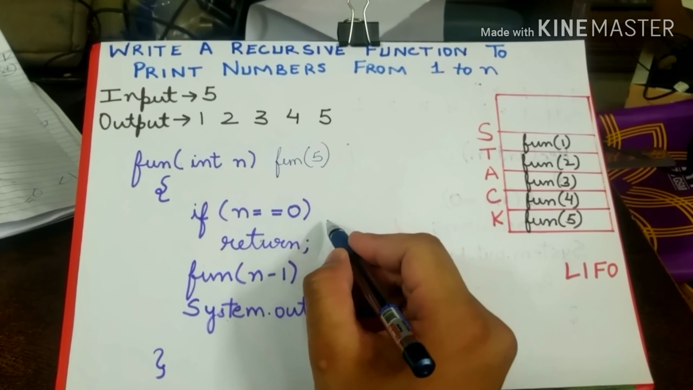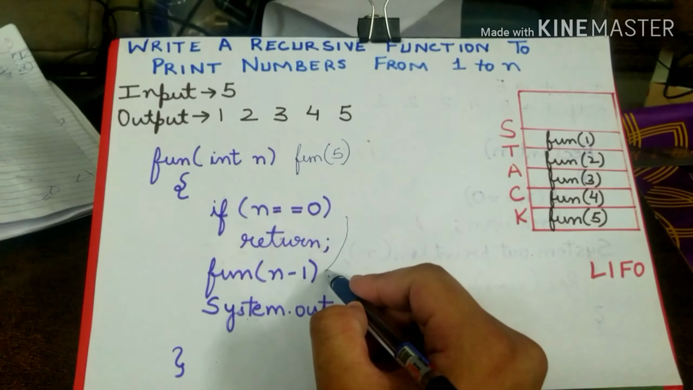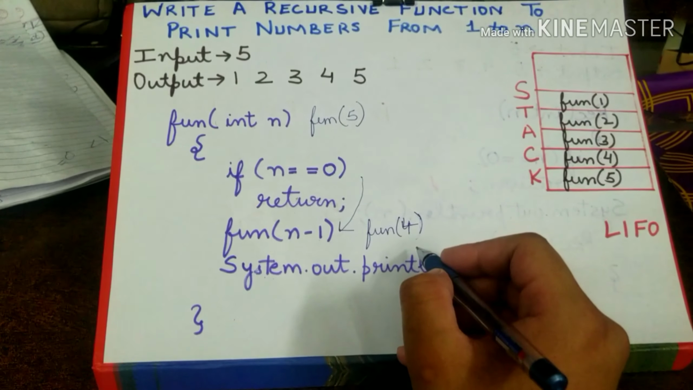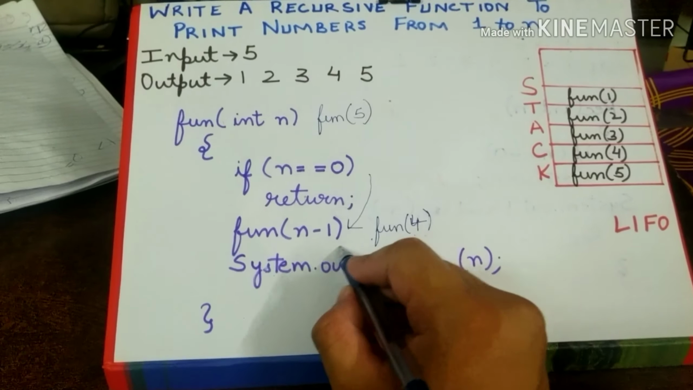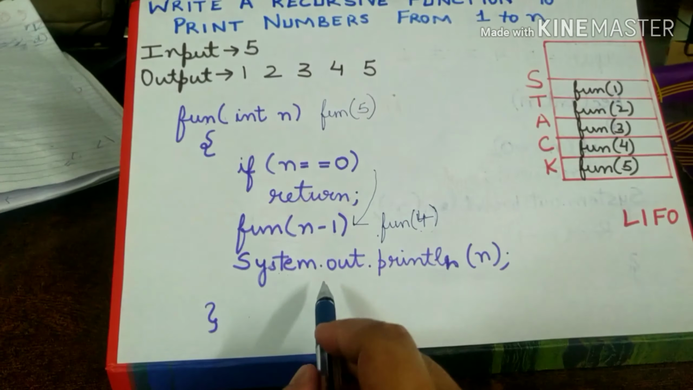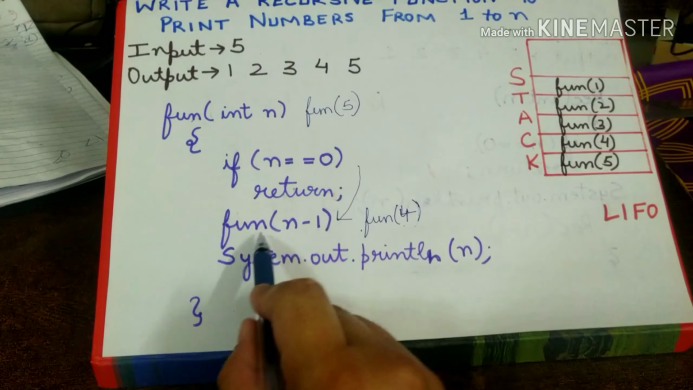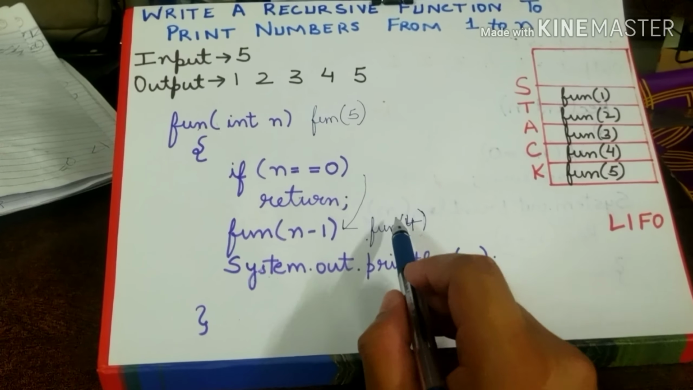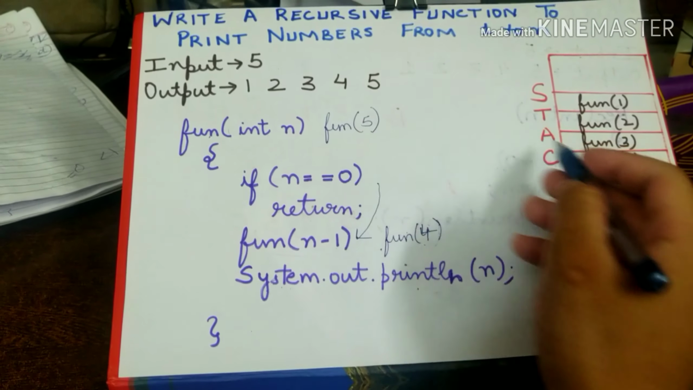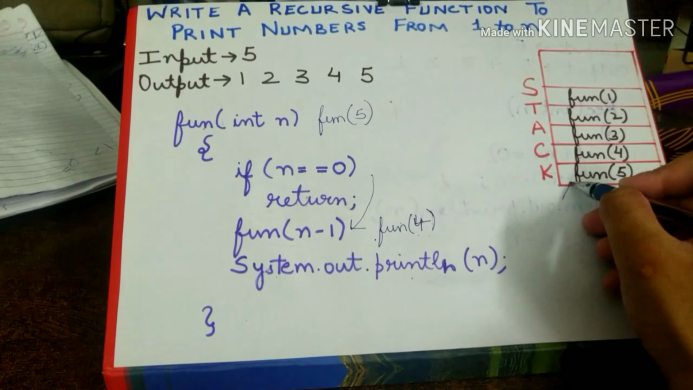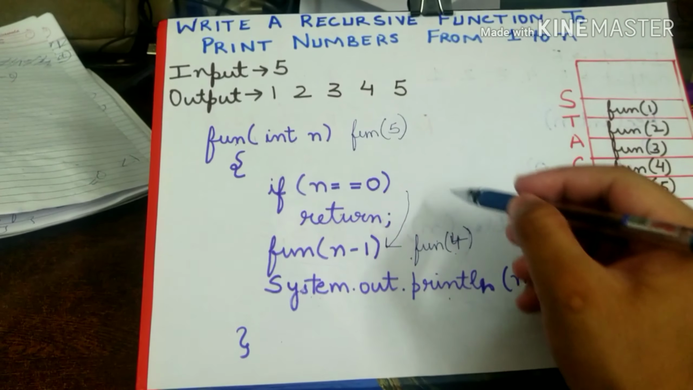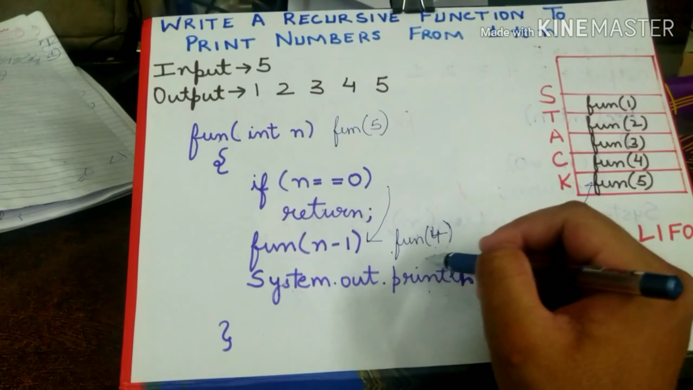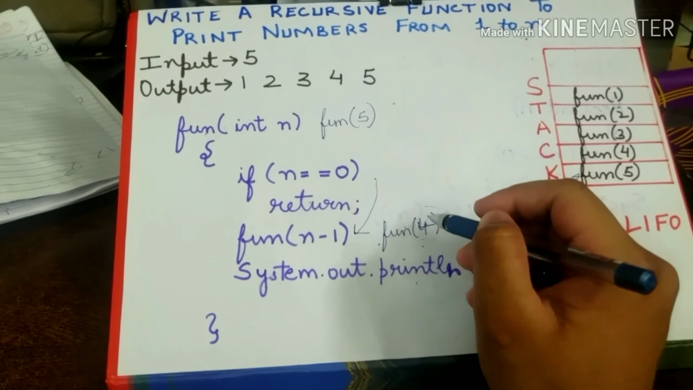Since 5 is not equal to 0, it will go to this statement. It will become fun 4. So fun 4 will be called, but we need to execute this statement first. To execute this statement, fun 5 will be stored into the stack. Okay, now we need to find the value of fun 4.